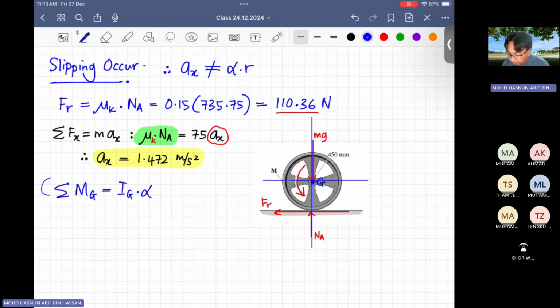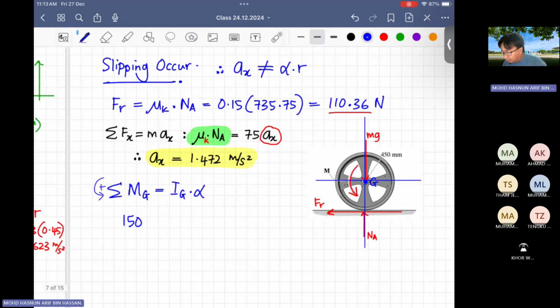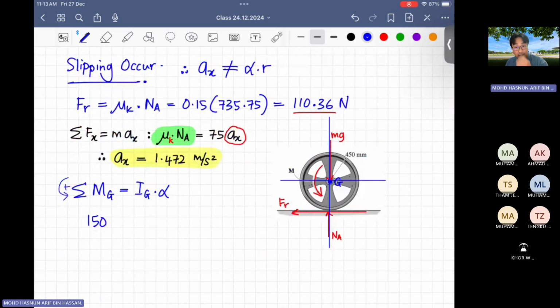And if we take following the rotation of the object anti-clockwise as positive, so we will have a friction force here as negative, because the friction is going in the opposite direction to point G. So what we're gonna write here is first the moment M, which is positive 150 Newton meter. So it is already a moment. You don't have to multiply with anything. And the friction is negative.